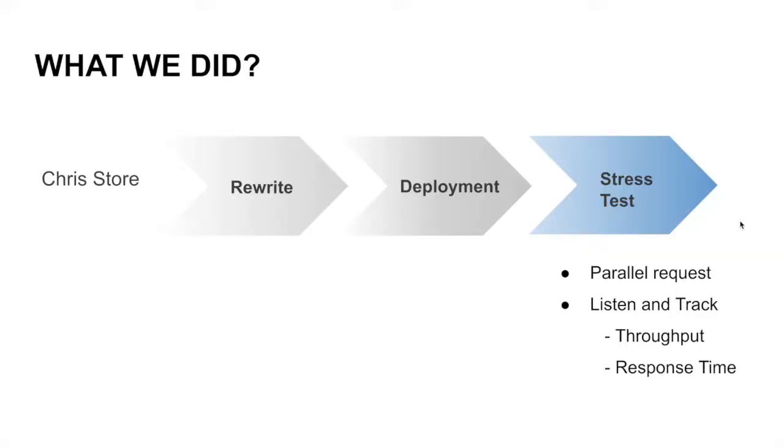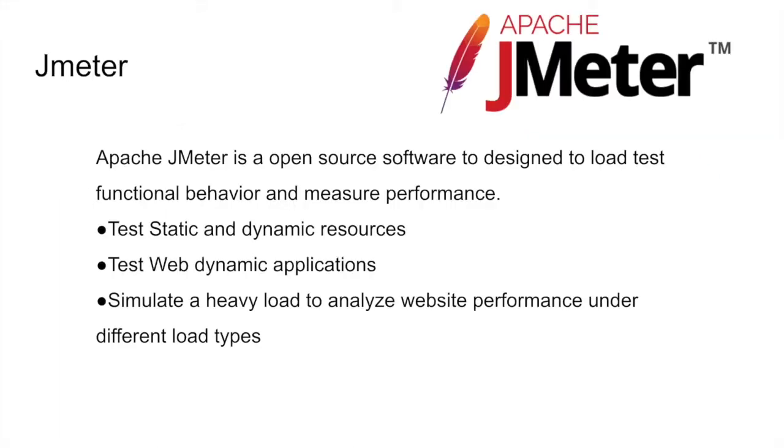Okay, after the deployment part, we then do the stress test for the Chris store. For the stress test part, we use JMeter. JMeter is an open source software designed to load test functional behavior and measure performance. For a website, we mainly want to track and test the response time and the throughput of it. So we will use JMeter to track these two pieces of information mainly.